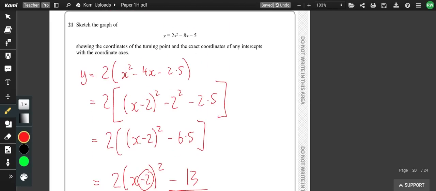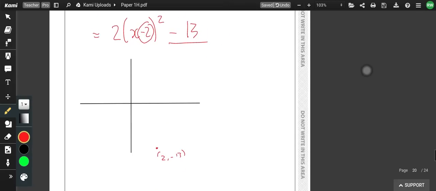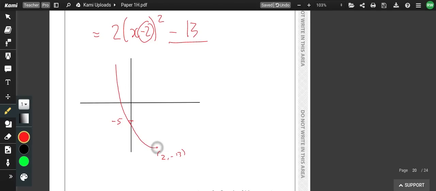When x is 0, that gives you the y-intercept. So when x is 0, we get y equals negative 5. So it's going to cross at negative 5. So we can start to see that our curve is going to do this kind of thing.